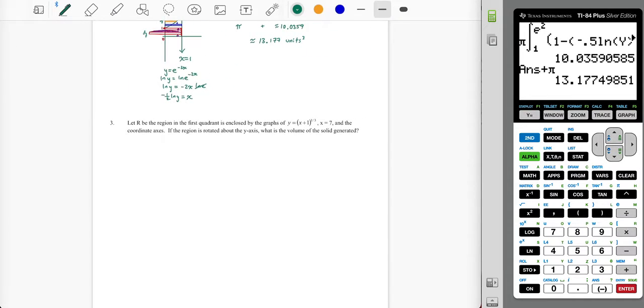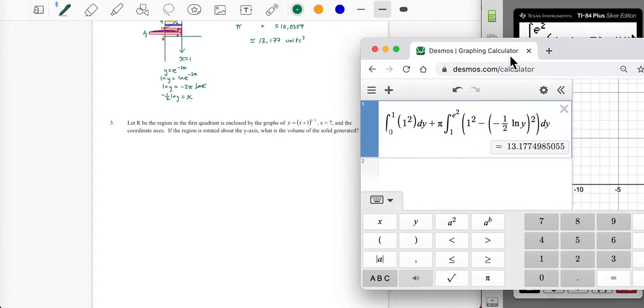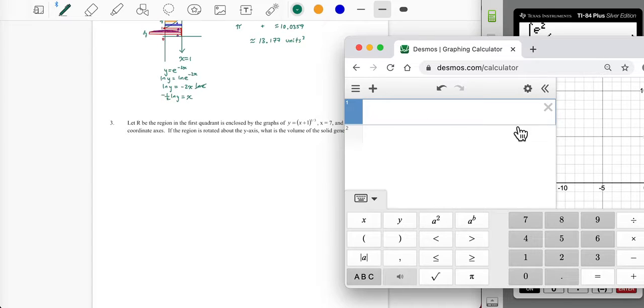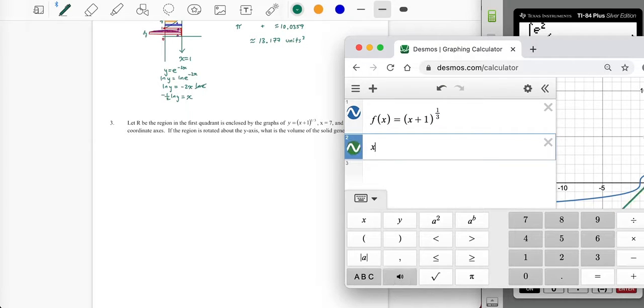All right, so number 3, let R be the region in the first quadrant, so first quadrant again, enclosed by the graphs of, this is a cube root function, and x equals 7 and the coordinate axes. So this time I'm going to get a picture with Desmos, so I'll start that off immediately. I'll write it as f of x though. So this is x plus 1 raised to the 1/3 power. And I got my x equals 7.